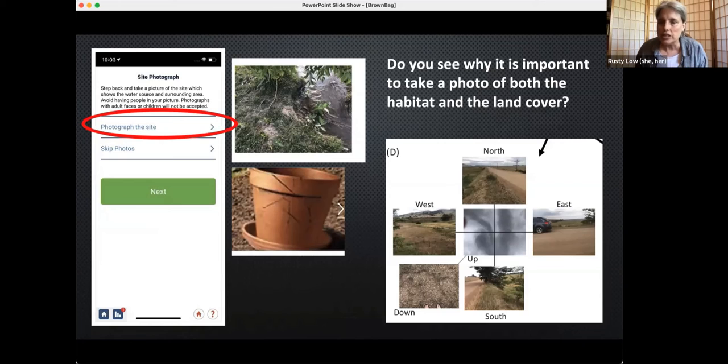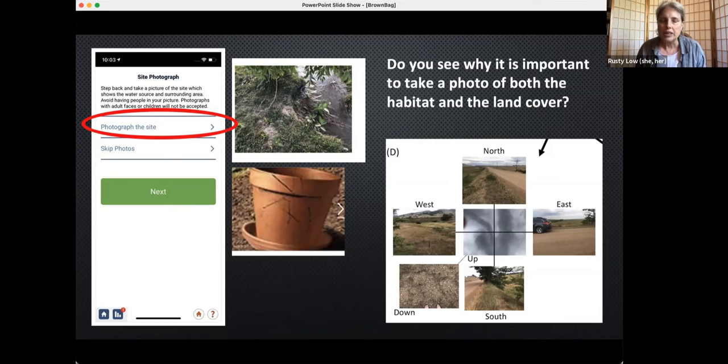Okay, so I just wanted to give you this example of why it's important to take pictures of both the habitat and the land cover. Here, if you look on the right, this is a photo that I took near where I am. It's out in rangeland, just a few miles east of me. And you'll see it's pretty dry. It's a semi-arid high plains. There isn't a lot of live vegetation when this picture was taken, I think in August. So yeah, where would there be mosquitoes there?